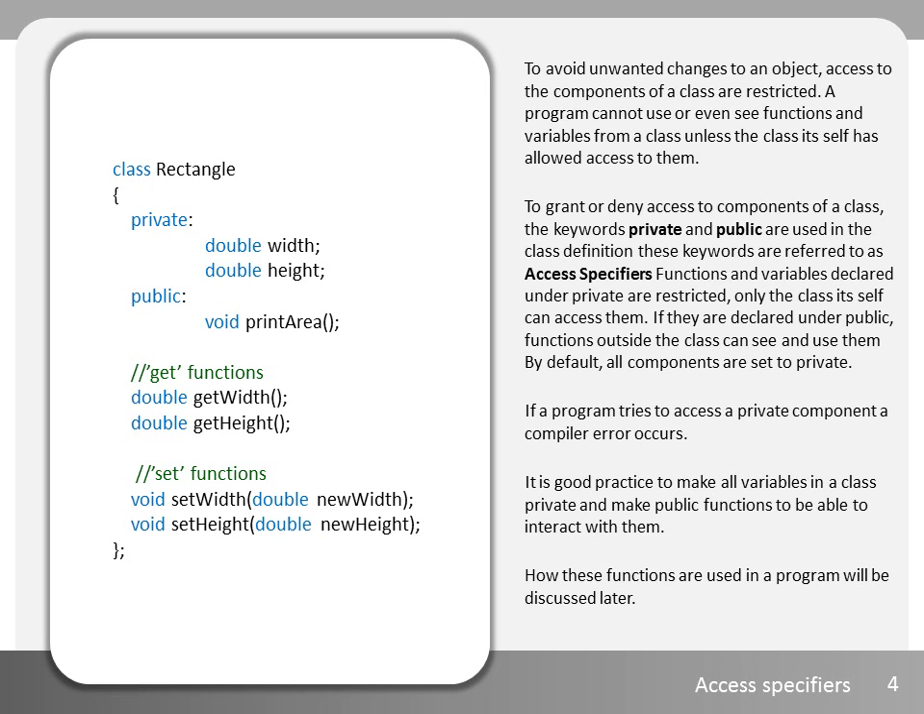Since an object is a group of functions and variables that work together, you may not always want external functions outside the object to interfere with its operation. For example, changing the value of one of its attributes. To avoid unwanted change to an object, access to the components of a class are restricted. A program cannot use or even see functions and variables from a class unless the class itself has allowed access to them. This has to do with scope.